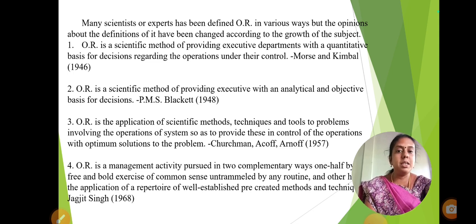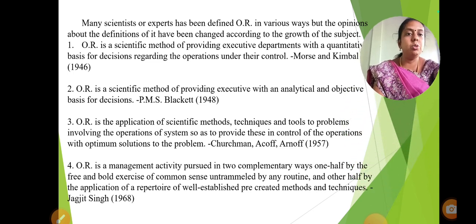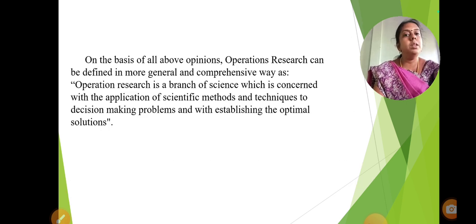In 1968, Jagjit Singh defined OR as a management activity pursued in two complementary ways. One half by the free and bold exercise of common sense, and the other half is the application of a repertoire of well-established pre-created methods and techniques. On the basis of all the scientists' opinions, operation research can be defined more generally. It is a branch of science which is concerned with the application of scientific methods and techniques to decision making problems and with establishing the optimal solution.